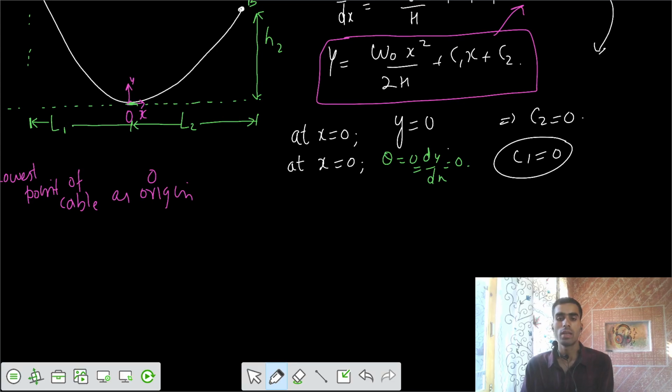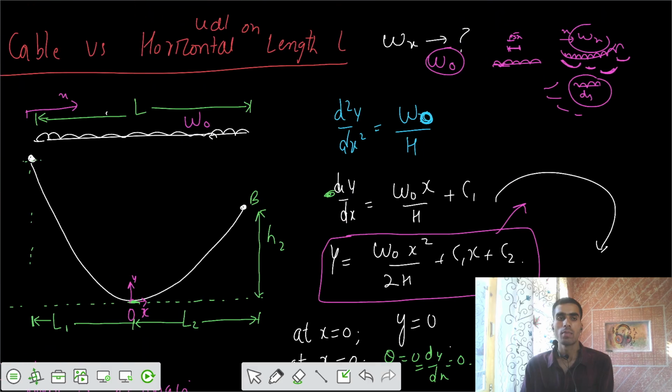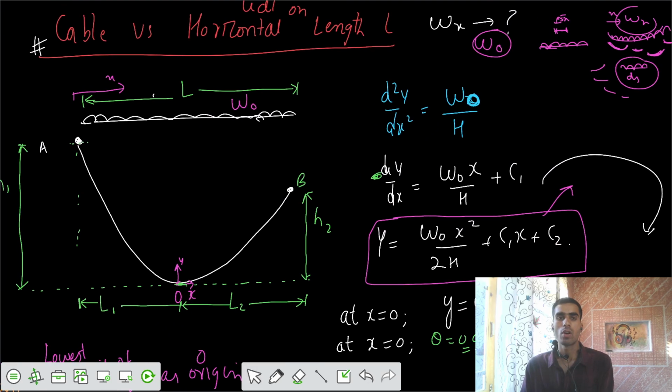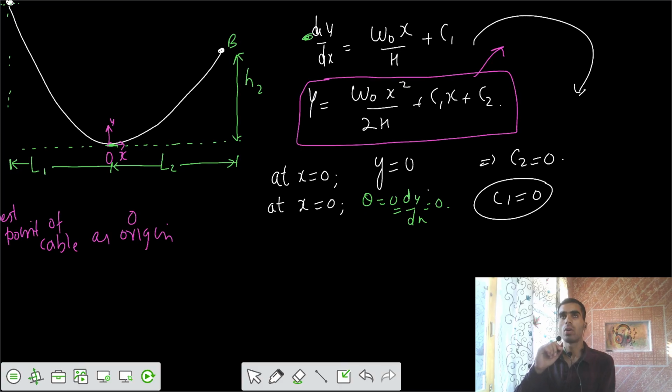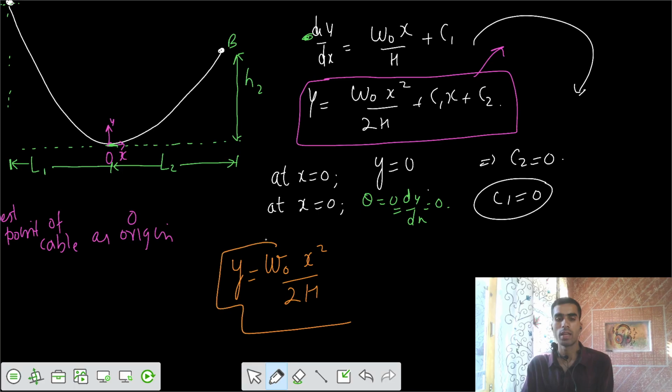So the final equation of this kind, when the cable was subjected to horizontal load along the length, subjected to that load along the horizontal. We say your profile becomes y equals W naught x square by 2 times h. Now we got this final equation. That's a parabolic equation, so we can have a parabolic profile.